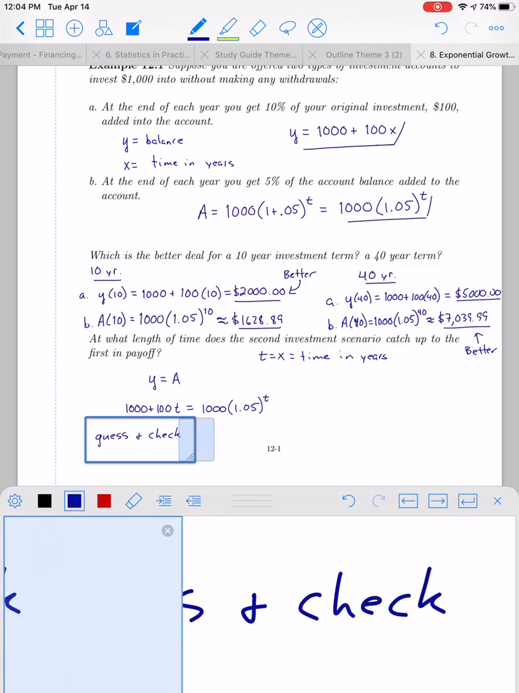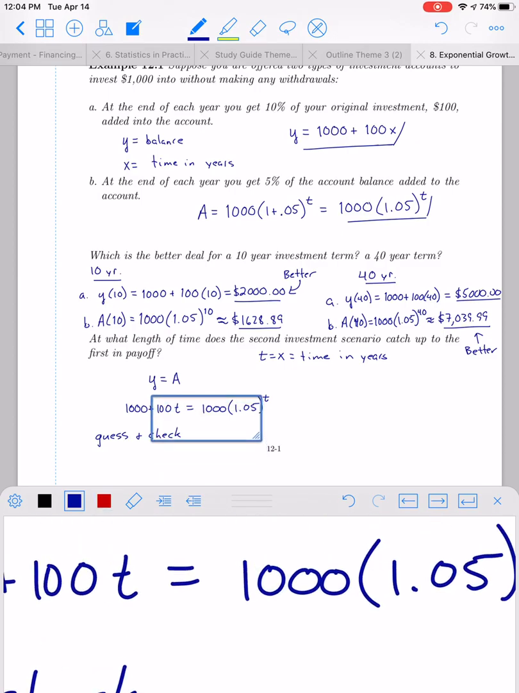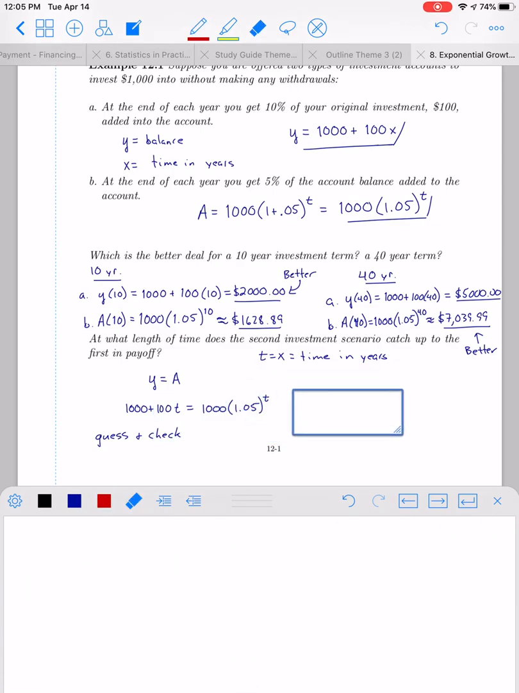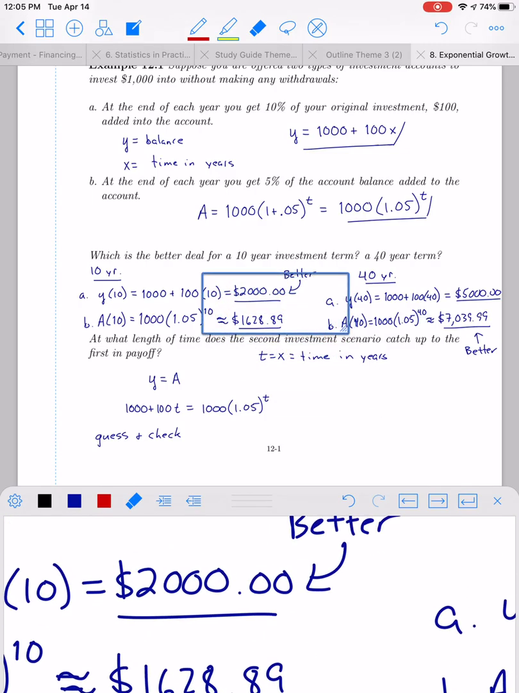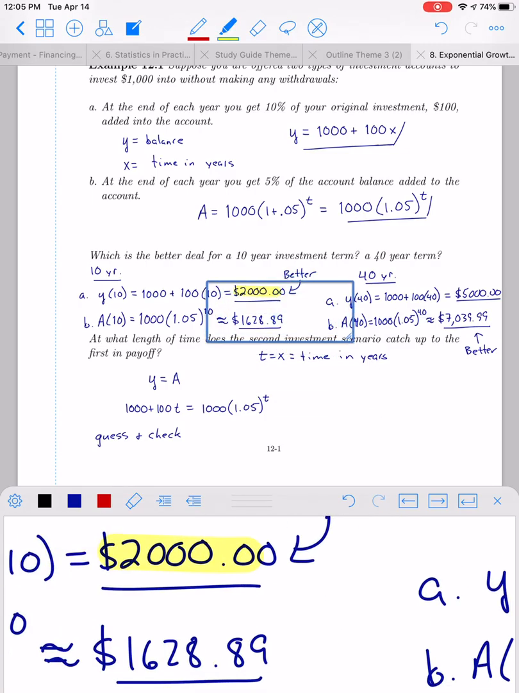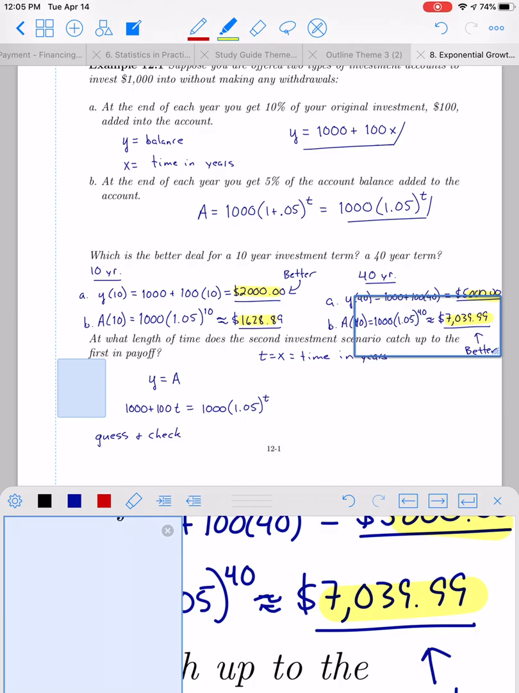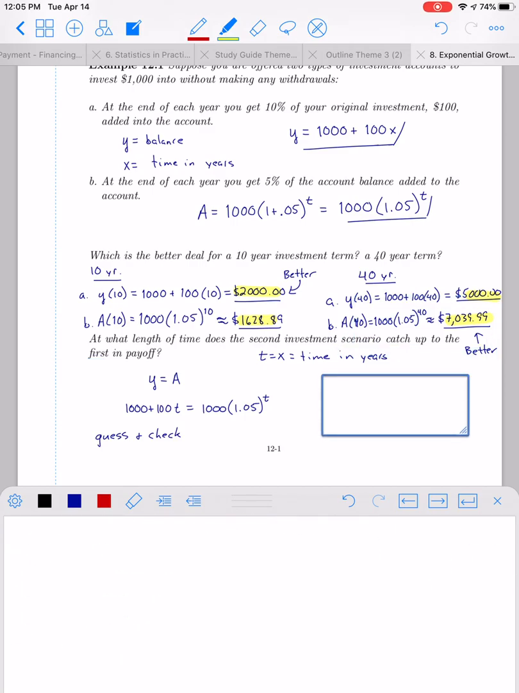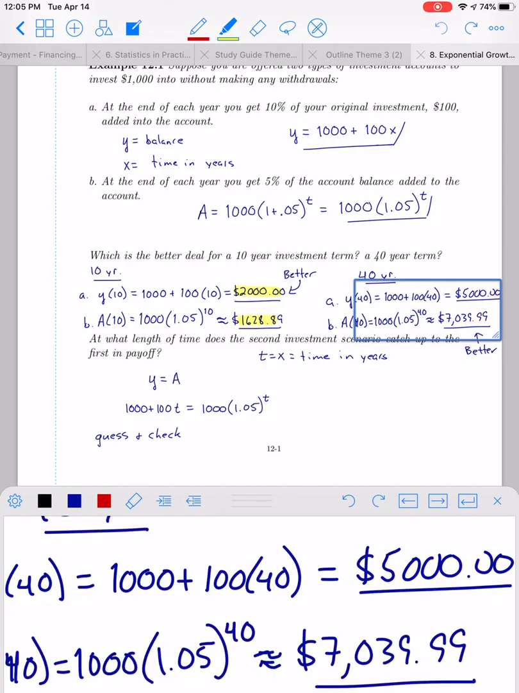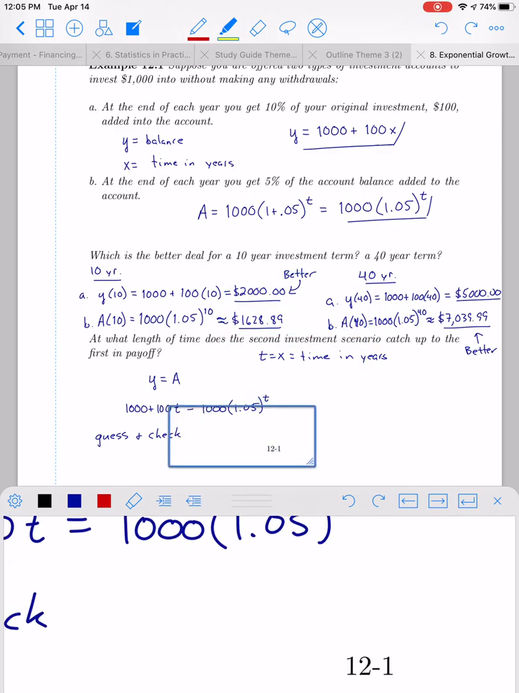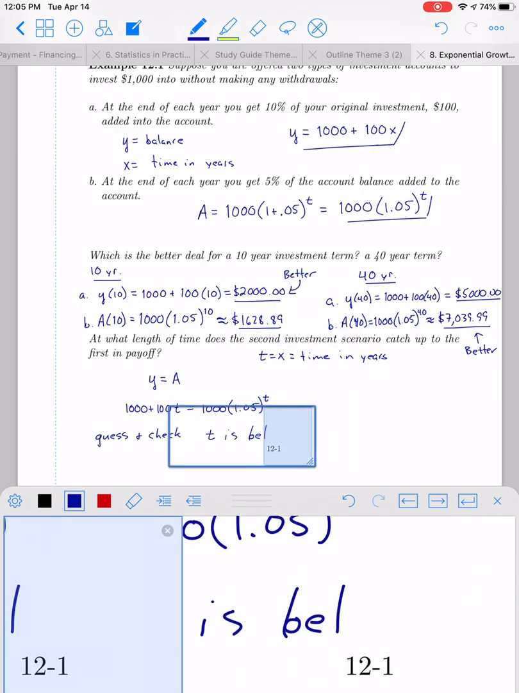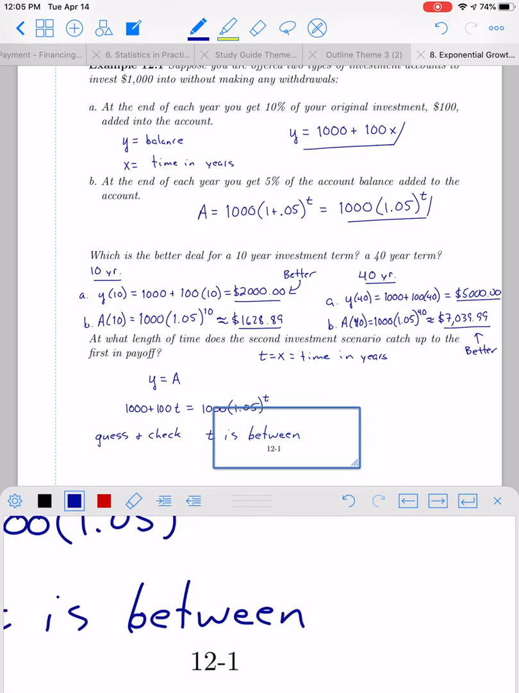So we guess a value for t, and then we check it to see how close to being equal these two values right here are. Maybe a hint is that if we look above, part A was more than part B, and then when we moved to 40 years, part A was less than part B. So somewhere they crossed each other. In other words, these values were close together as one went from being larger than the other to being smaller. So we know then that it's between 10 and 40, which is a pretty large gap, but you can start to narrow it down by guessing and checking.